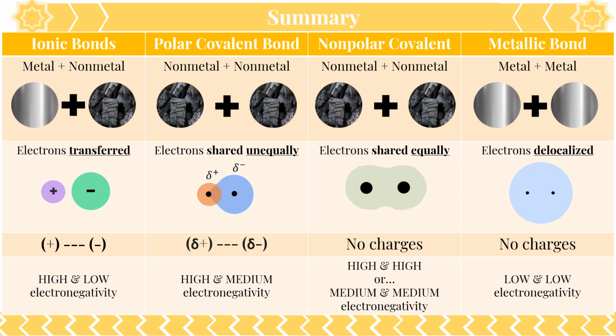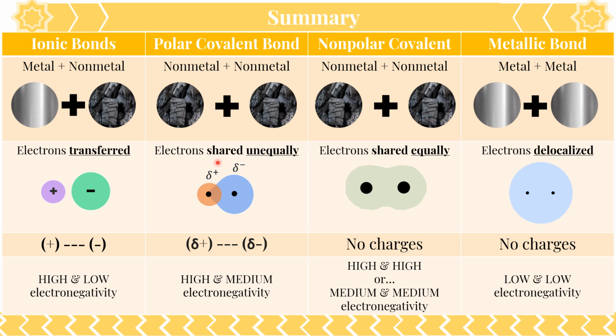So if we wanted to summarize all of this information in a table, ionic bonds happen between a metal and a nonmetal. Electrons in this case are transferred from the metal to the nonmetal. We get positive charges and negative charges, and this happens between atoms of high and low electronegativity. The high electronegativity atom has a much better ability of taking electrons compared to the low electronegativity atom. That's why they're transferred.